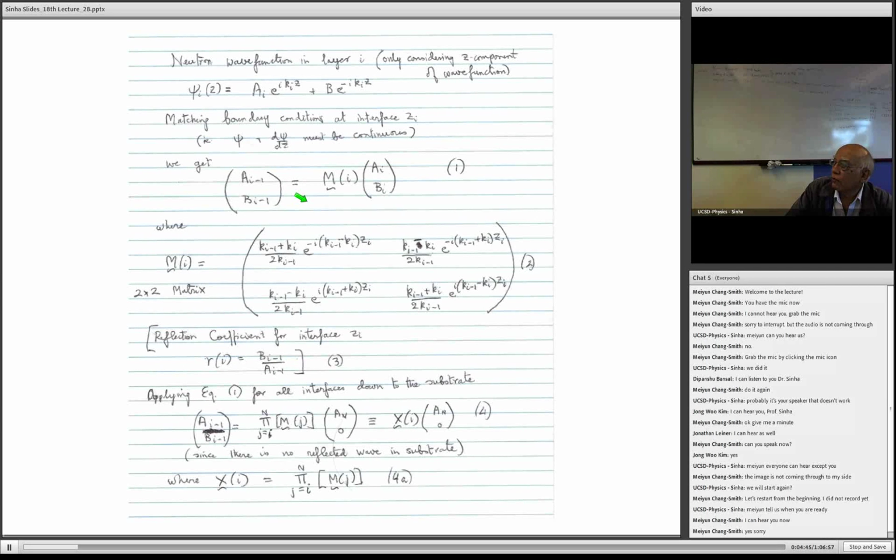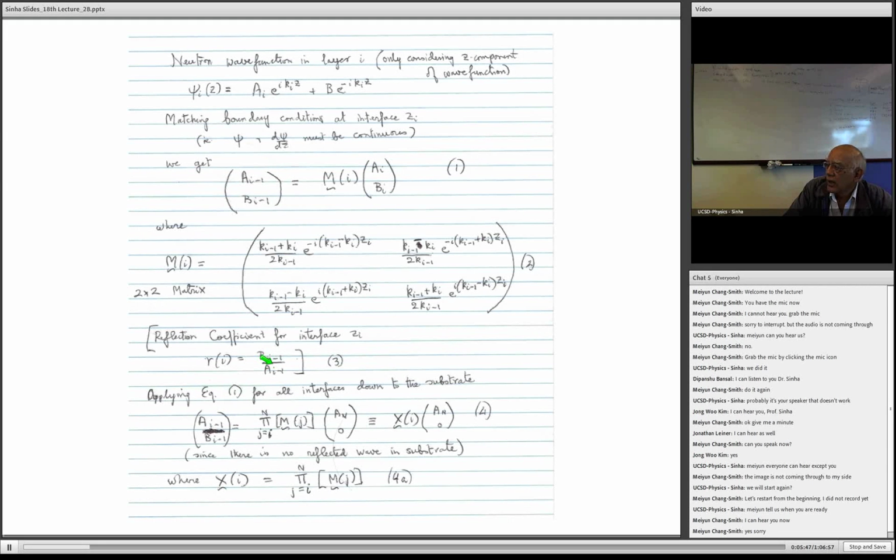So if you write the neutron wave function in the ith layer, I only consider the z component of the wave function, because as I said, the in-plane component factors out and is constant from layer to layer, so it disappears from the problem, and we're left basically with solving a one-dimensional problem. So in the ith layer, we have this wave function, a_i e^{i k_i z} plus b_i e^{-i k_i z}. Matching boundary conditions, we can relate the two coefficients for the incident and the reflected wave to the corresponding coefficients in the next layer in terms of this 2 by 2 matrix, which is given here, and I won't go into the derivation. And so the reflection coefficient for the ith interface is given by simply the ratio of this coefficient to this coefficient. So it's just this ratio here.